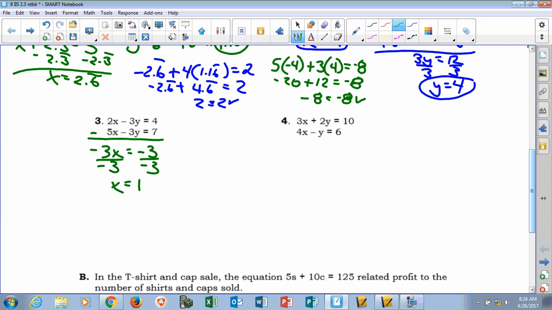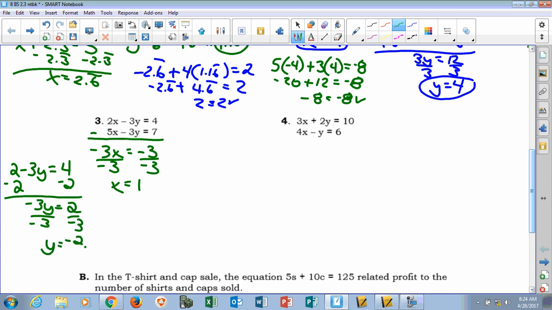So 2 times 1 is just 2. Minus 3y equals 4. And we are going to subtract 2 from both sides. And I get negative 3y equals positive 2. And when I divide by negative 3, I get y equals negative 2/3 or negative 0.6 repeating. All right, so now we're going to take that and plug it into the second equation, right?